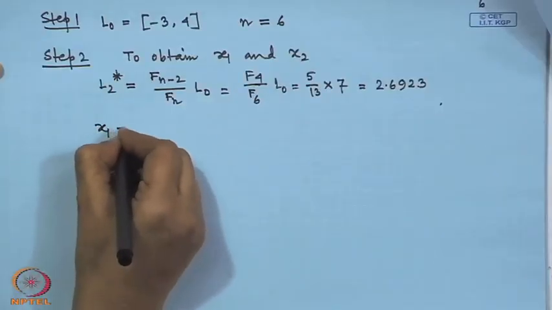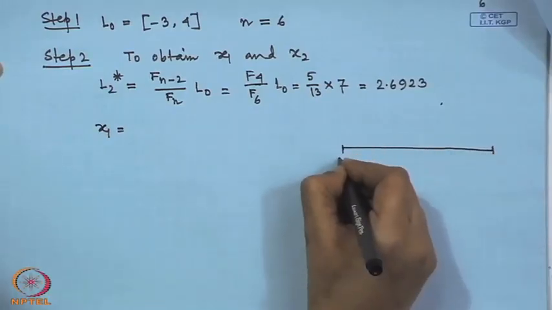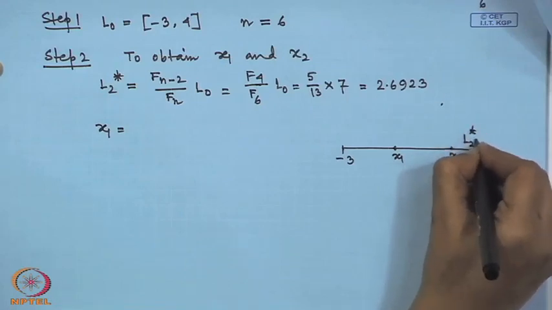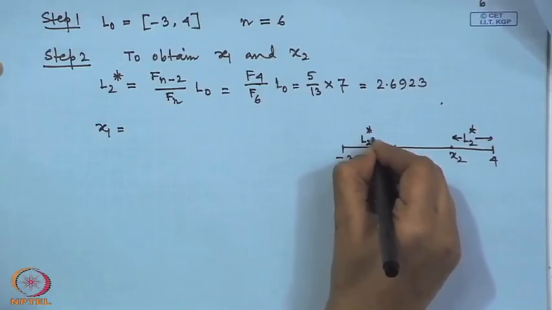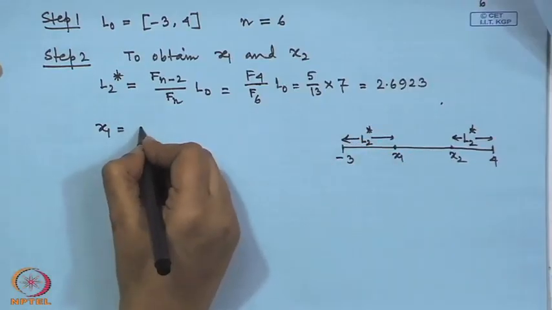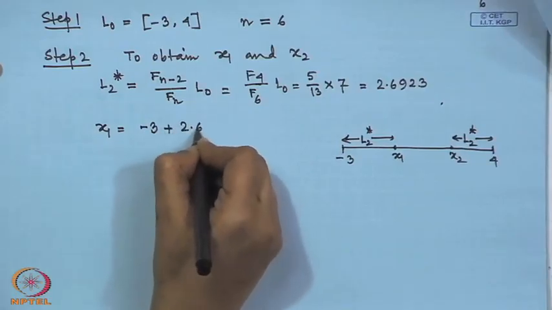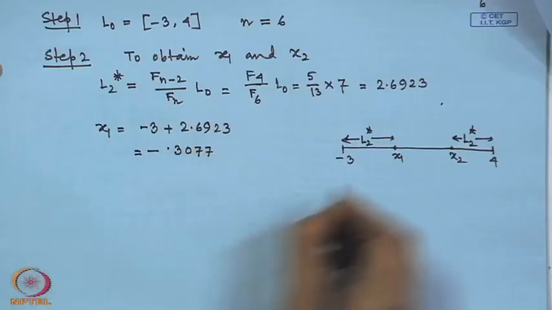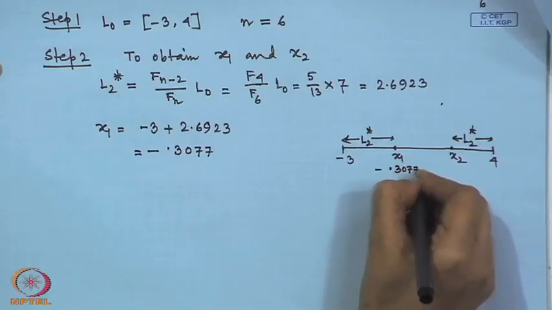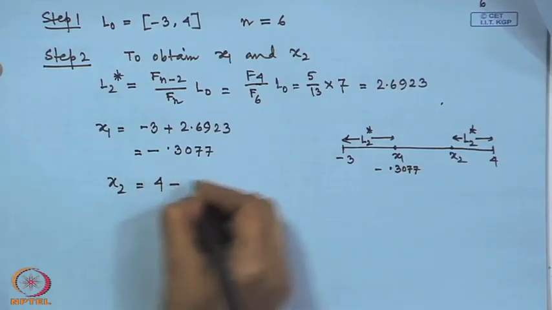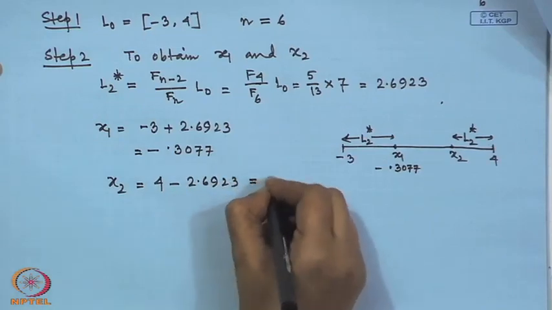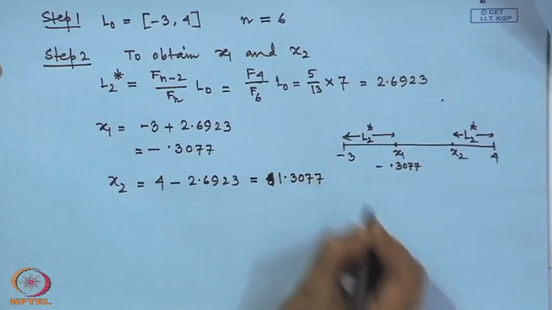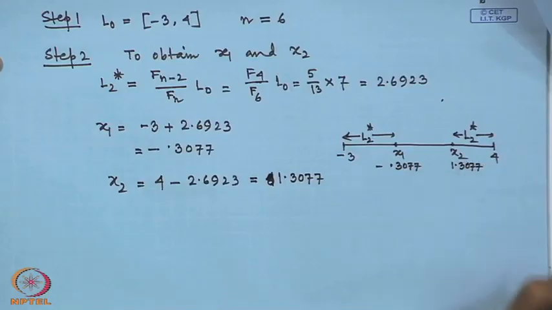Once we are getting L2 star, we will generate two experiments, x1 and x2. How to get x1? If I consider the interval a to b, that is from minus 3 to 4, then x1 and x2 we will generate in such a way that both the experiments will be L2 star distance apart from both the ends. That is why x1 must be equal to minus 3 plus L2 star, that is 2.6923, and we get x1 equal to minus 0.3077. And if we consider x2, we get 4 minus 2.6923, that is 1.3077, and the function is unimodal in between.